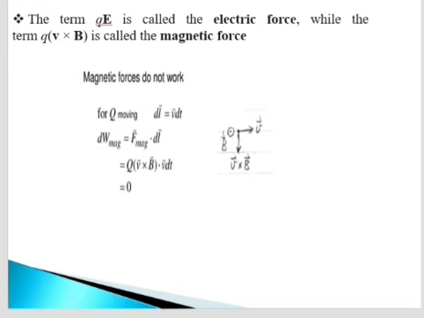Here we ask the question: why do magnetic forces do no work? Suppose Q moves an amount dl equal to V dt. The work done is equal to Q(V × B)·B dt... more precisely, Q(V × B)·V dt. We know that V cross B is always perpendicular to V, so (V × B)·V is equal to 0. So the force always acts perpendicular to the direction of motion of the charge. The magnetic force does not do any work.